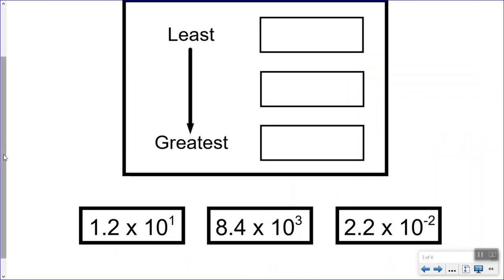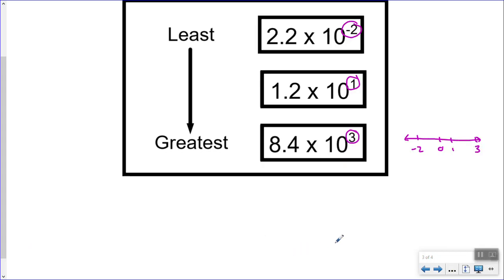Go ahead and pause the video and try and place these numbers in order from least to greatest. For this one, all of our exponents were different, so that's the only thing that we have to look at. -2 is smaller than both 1 and 3, so that is our least number. 3 is the greatest, so that's our biggest number altogether, and 1 sits right in the middle.